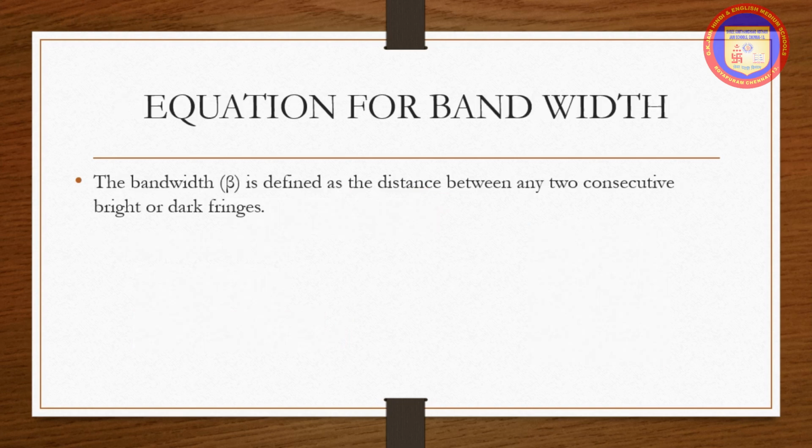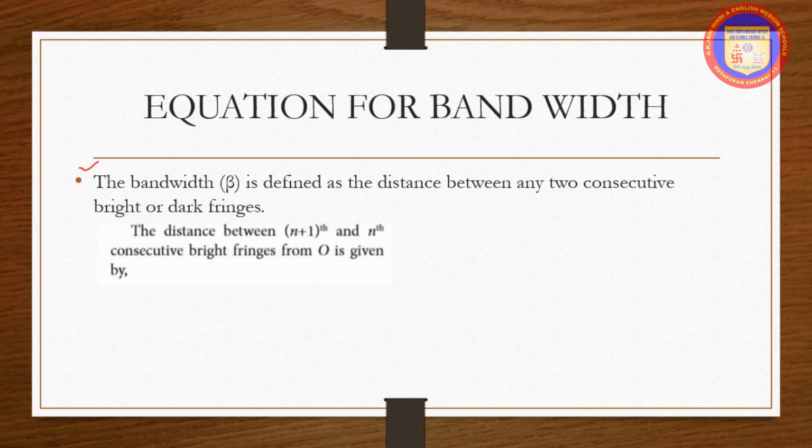Next is the equation for fringe width. The fringe width is defined as the distance between any two consecutive bright or dark fringes. Let us find the distance between the (n+1)th and the nth consecutive bright fringes from O. So beta is equal to y(n+1) minus y(n). Substituting the values, we get beta is equal to lambda D by d.